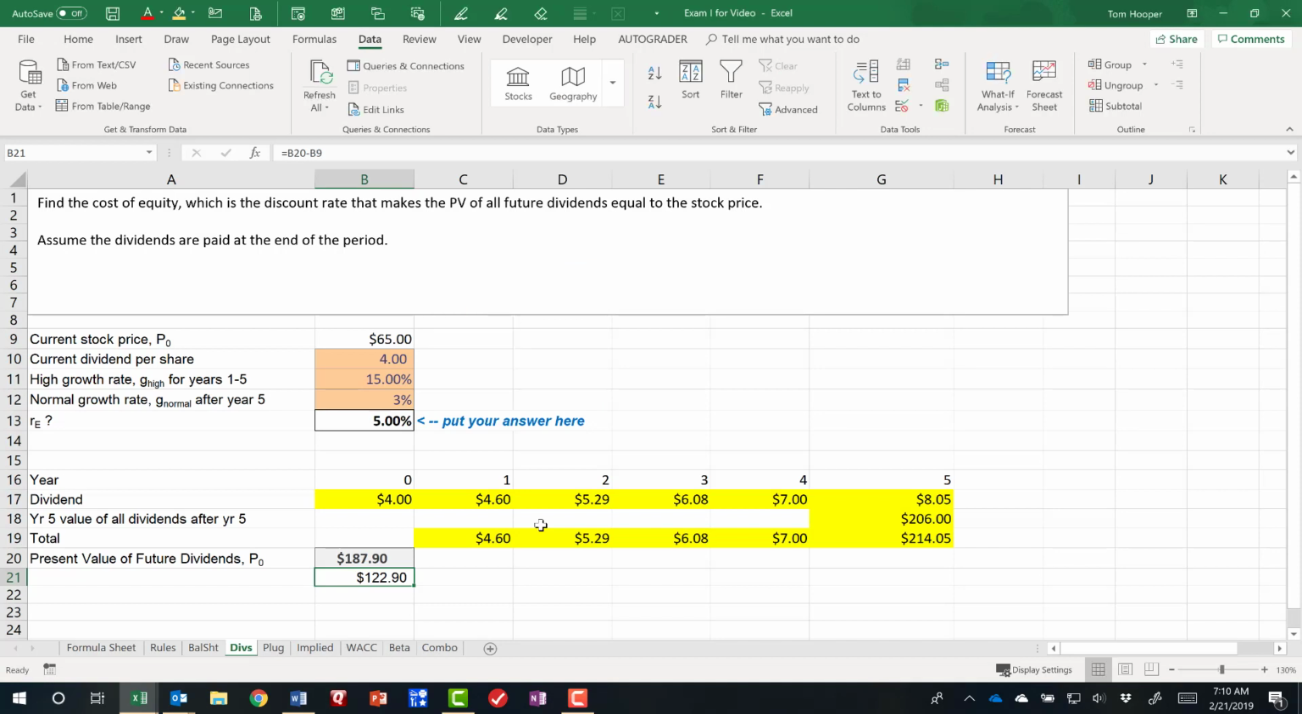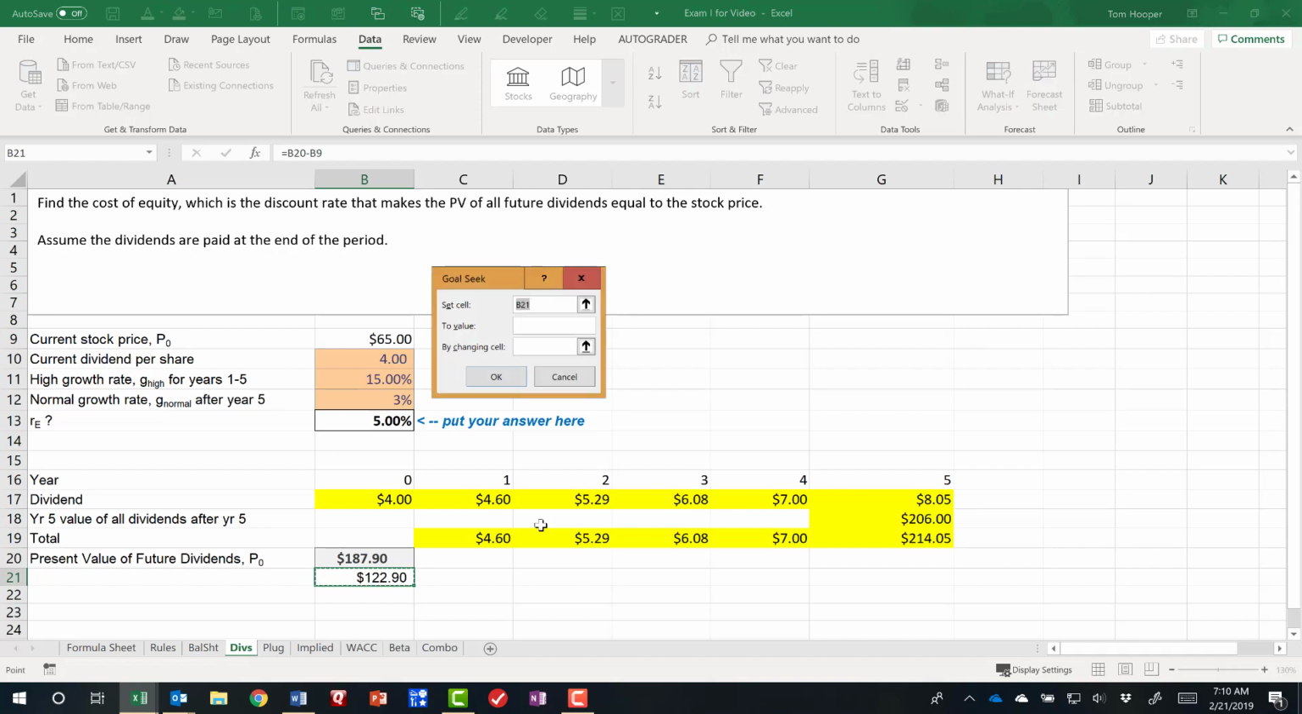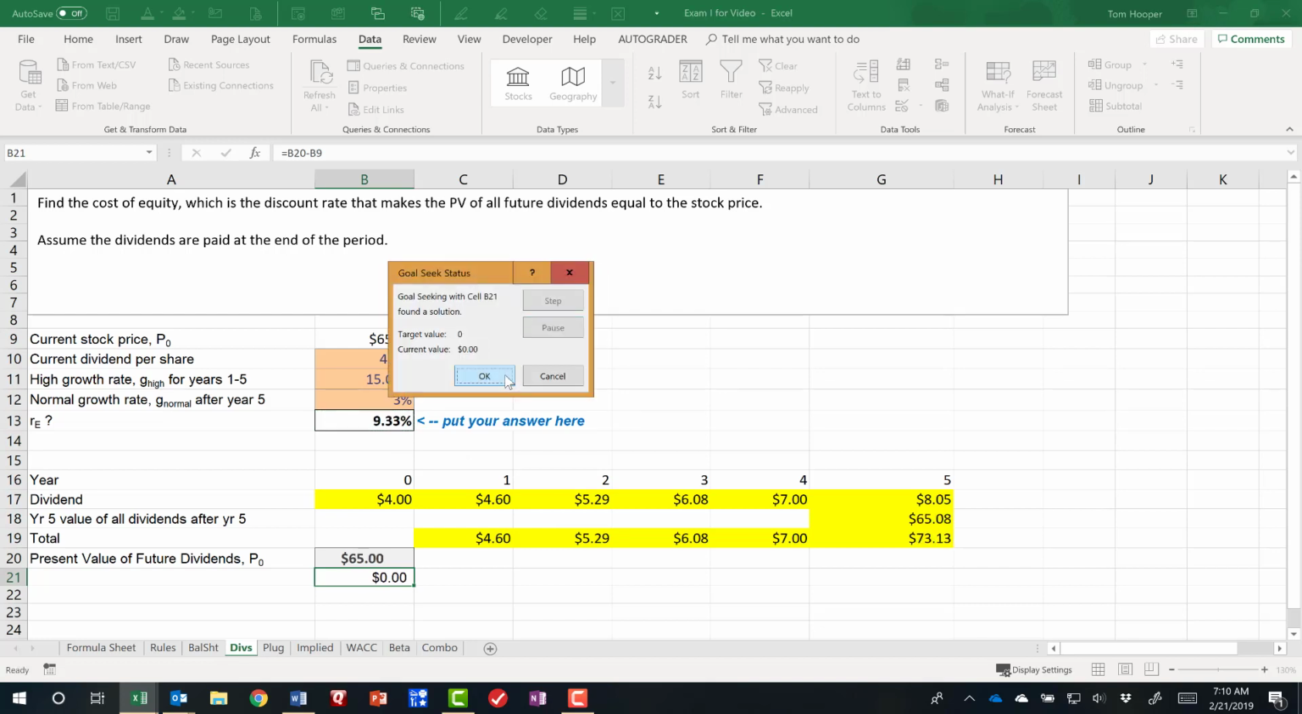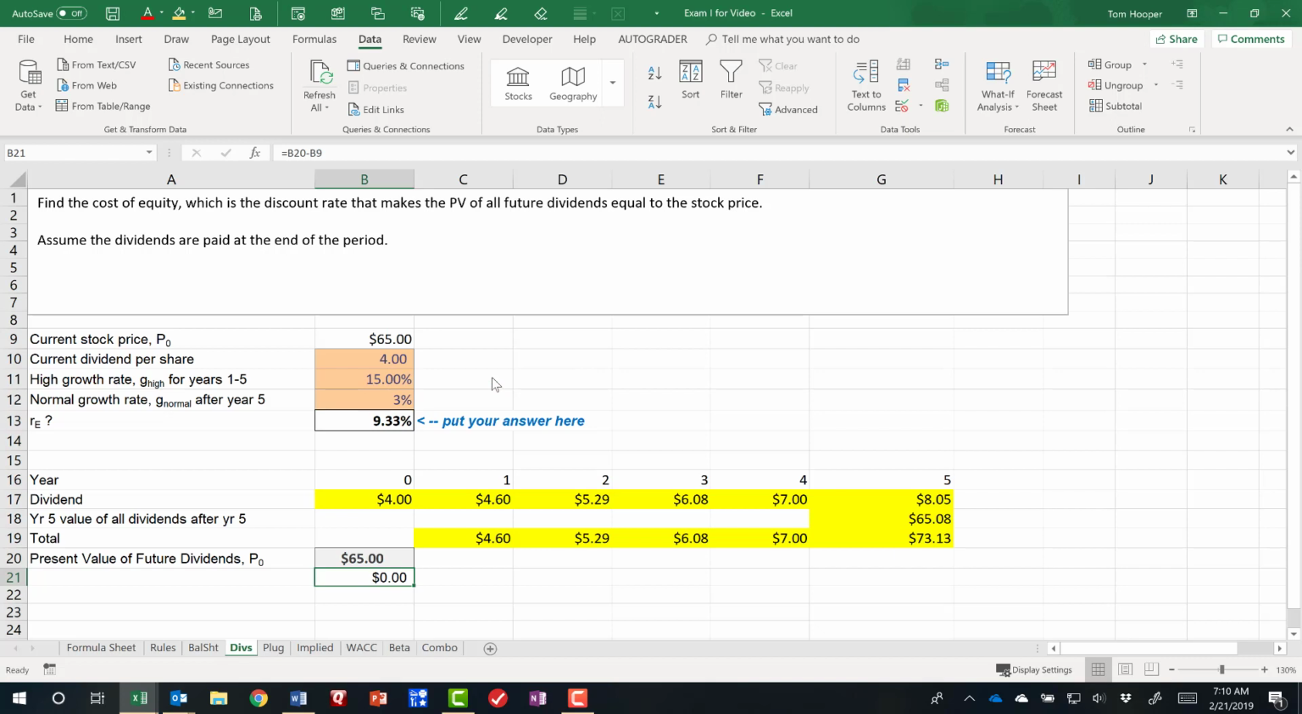Nope. Alt tab 0 tab. So 5%. Wow, yeah, 9.33. That was a good guess. It's almost like I wrote the problem. Okay, so that's dividends, and now we're 10 minutes into the quiz.